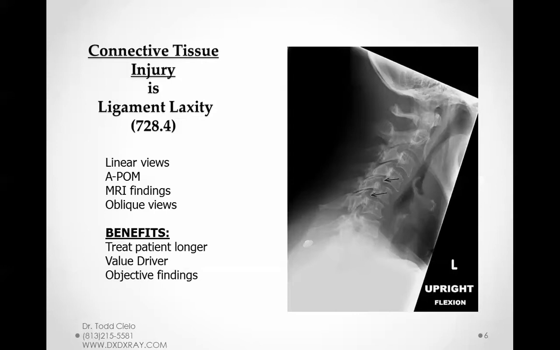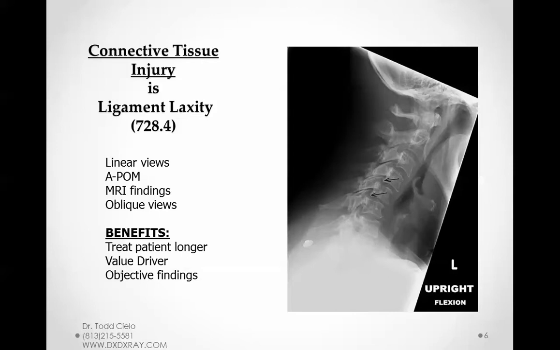And this is one of the biggest, most undocumented value drivers that I've seen. And it's an objective finding. You can't fake the movement of an x-ray, just like you can't fake the outcome of an MRI. We can fake symptomatology all day long. So where do we find it?